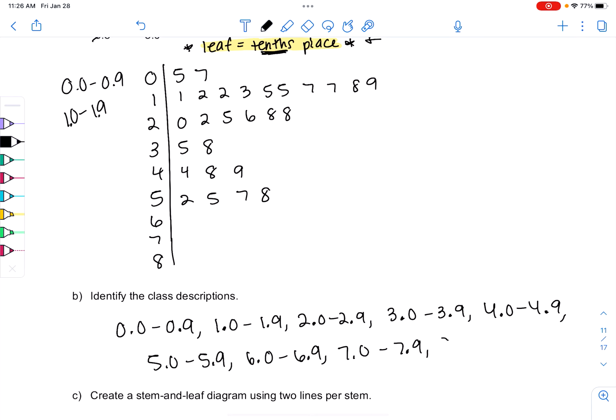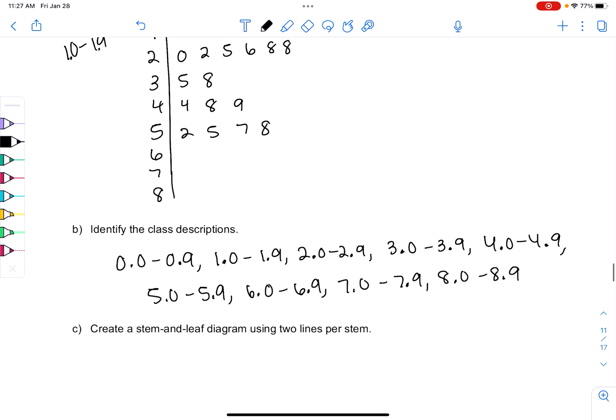And then finally 8 to 8.9. So even though some of these numbers aren't actually on the graph, that's what the row describes. The row describes all these numbers. So it's just the description of the row, not the actual data in the row.